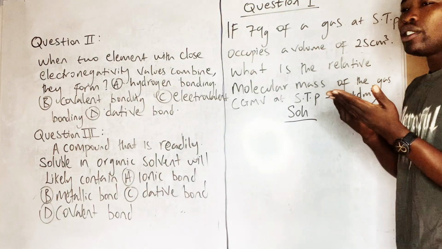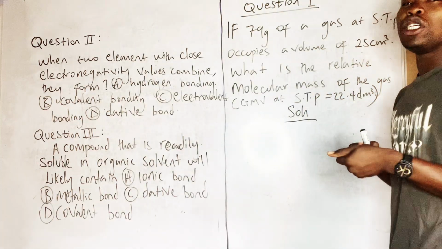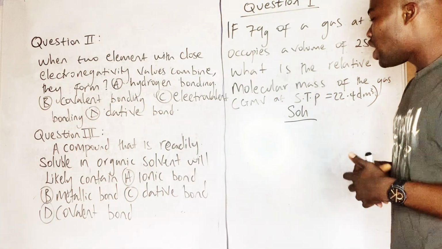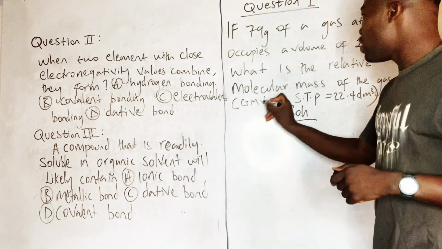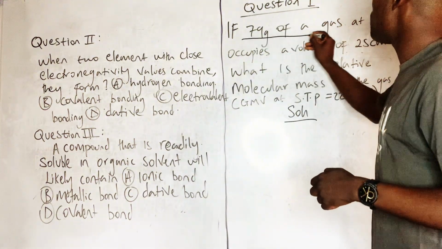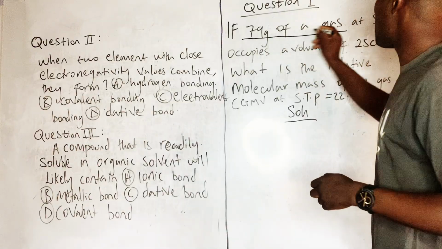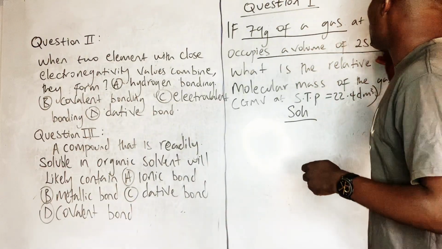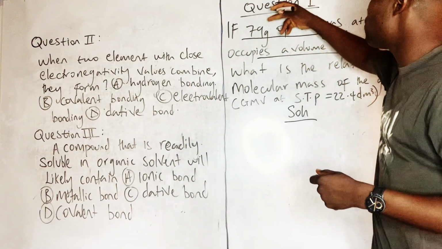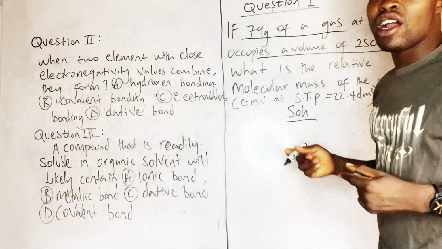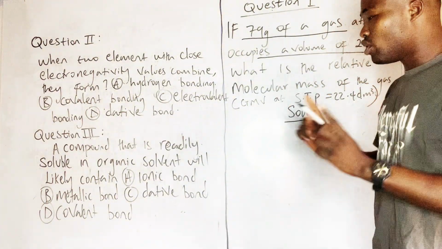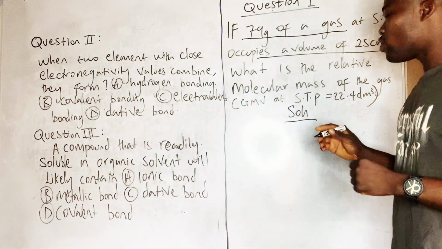Now, at STP, if the question is relating mass and volume, there's a simple formula I've given you to solve. 79 grams of a gas at STP occupies this volume. What is the molar mass of the gas? So it contains mass and volume at STP. It's not a chemical reaction, so we cannot do a stoichiometric relationship.